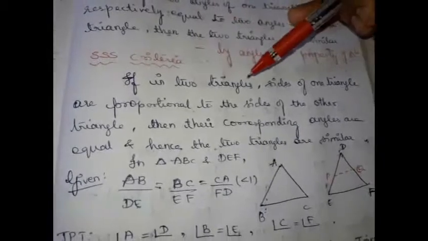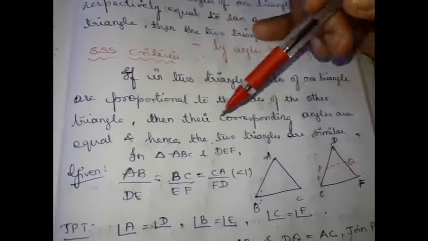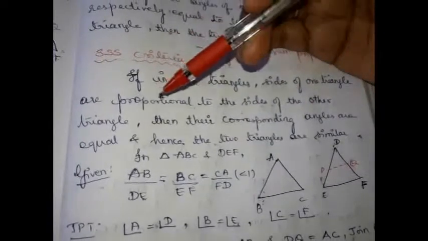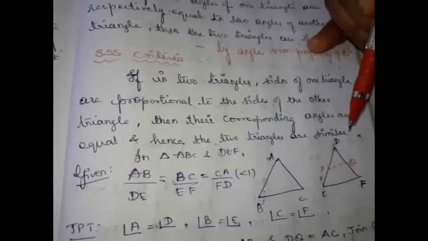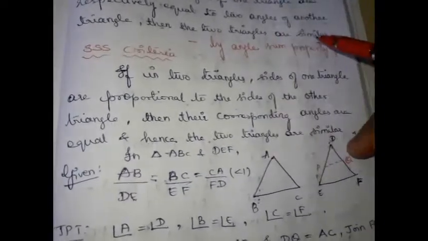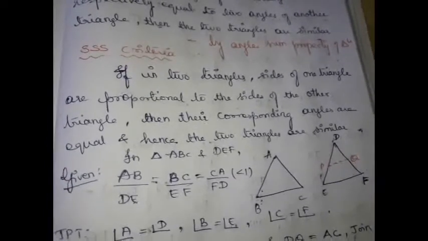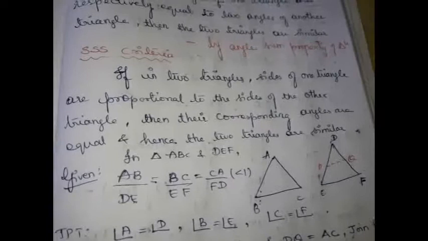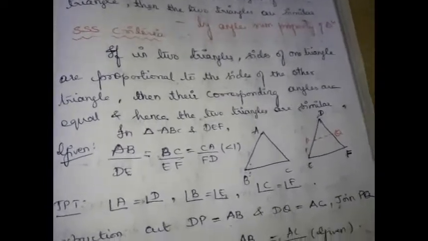If in two triangles, sides of one triangle are proportional to the sides of the other triangle, then their corresponding angles are equal and hence the two triangles are similar. So what are we going to prove now? It is enough if the sides of two triangles are in proportion, the two triangles will become similar. It is not necessary to check whether the corresponding angles are equal. That's what we are going to prove by this criteria theorem, right?